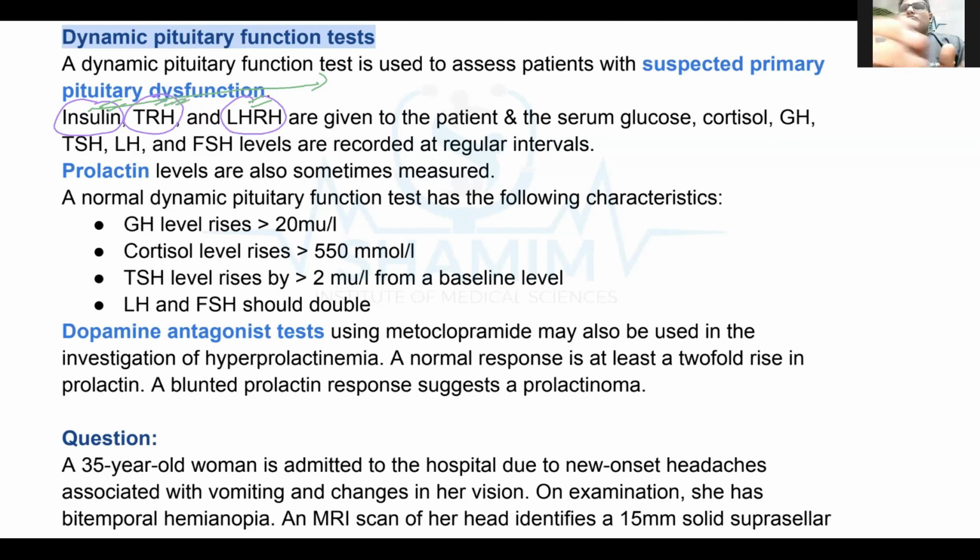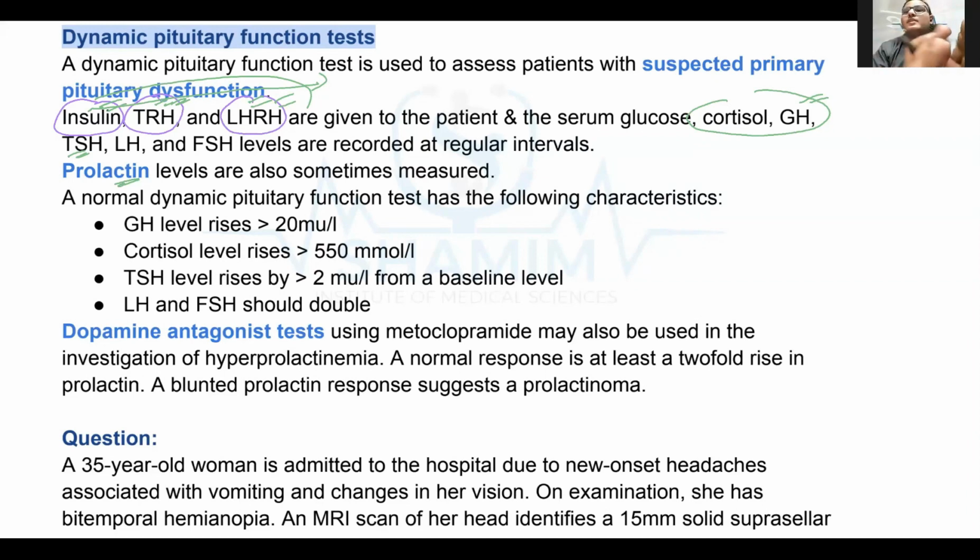Thyrotropin releasing hormone is normally released from the hypothalamus, and when it acts on the anterior pituitary, it will cause the release of thyroid stimulating hormone. Luteinizing hormone releasing hormone acts on the anterior pituitary and causes the release of LH and FSH. Insulin, when it causes hypoglycemia, not only releases cortisol but also plays an important role in the release of growth hormone. And sometimes when we give all these hormones, prolactin is also released into the blood.